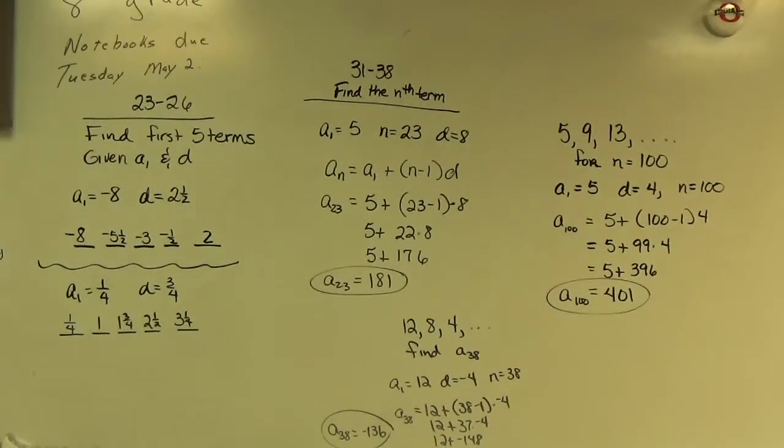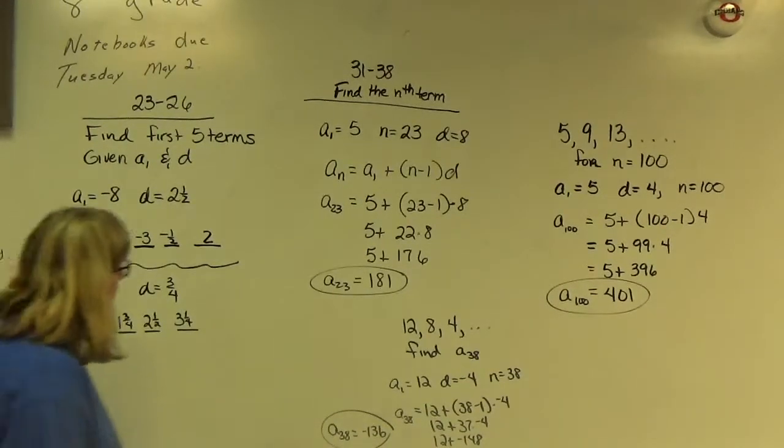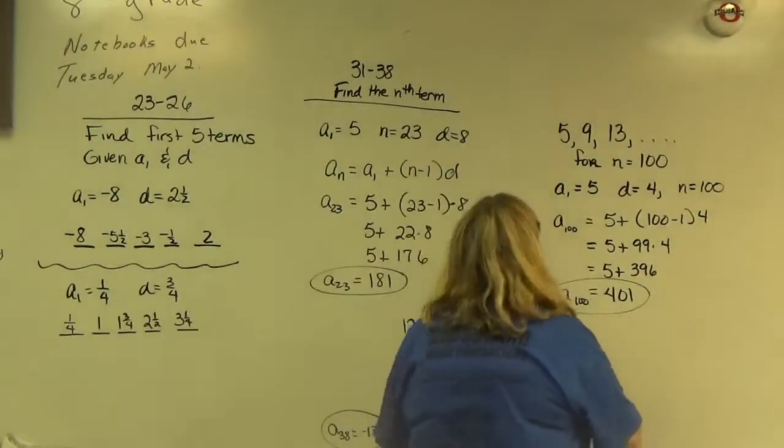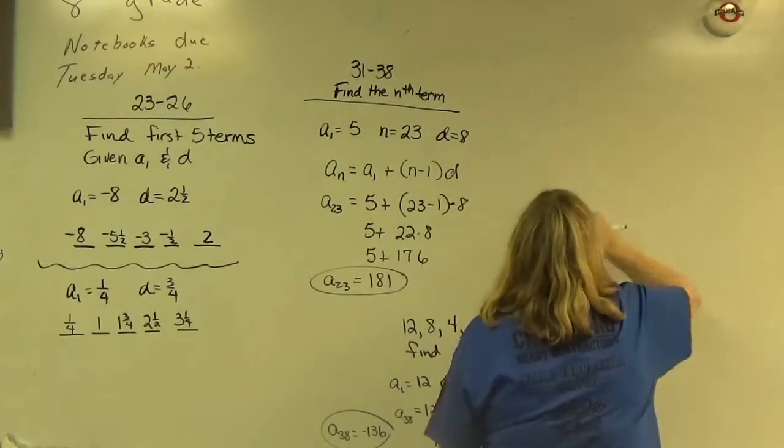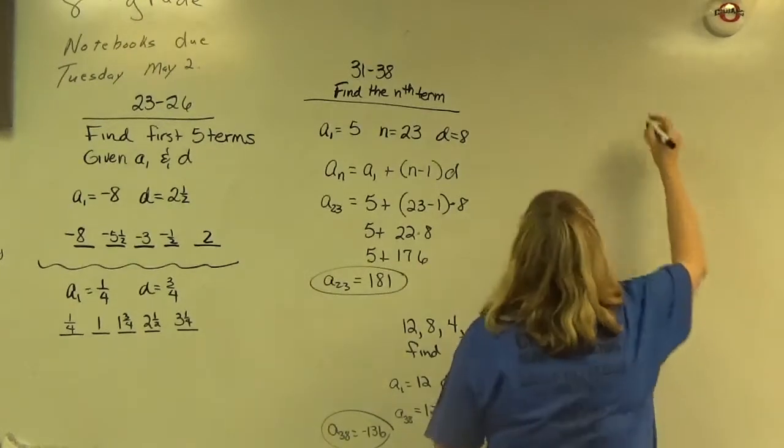The next group is 52 through 55. And you're going to be finding what is called an arithmetic mean. It could be means, it could be just one. It could be plural, or it could be singular.